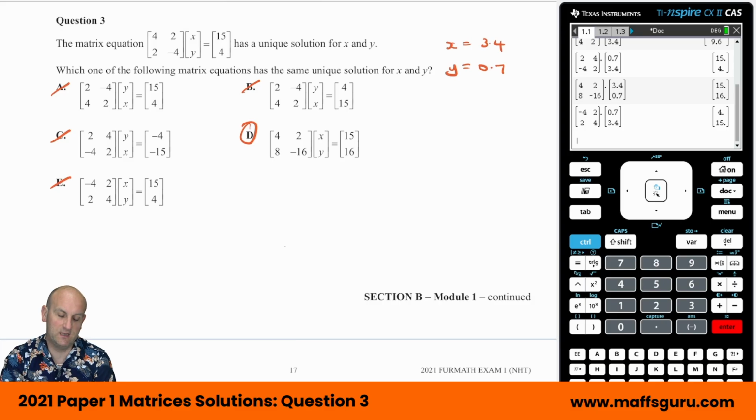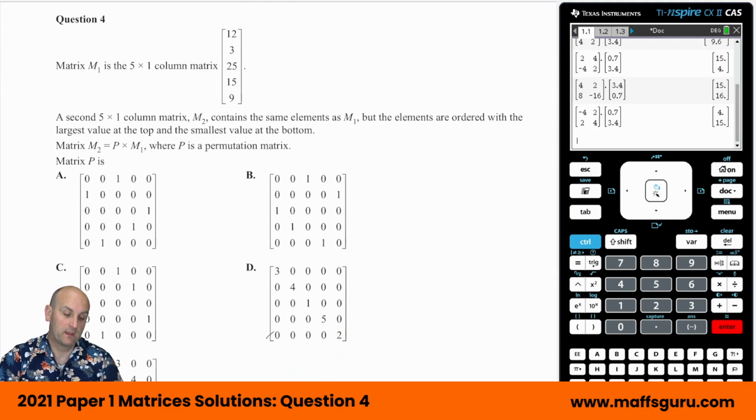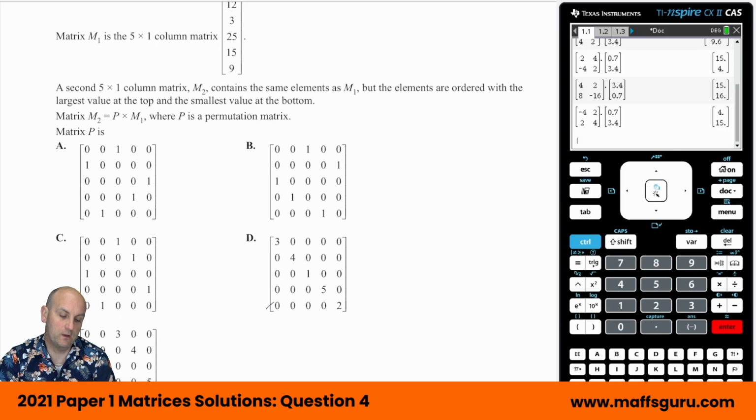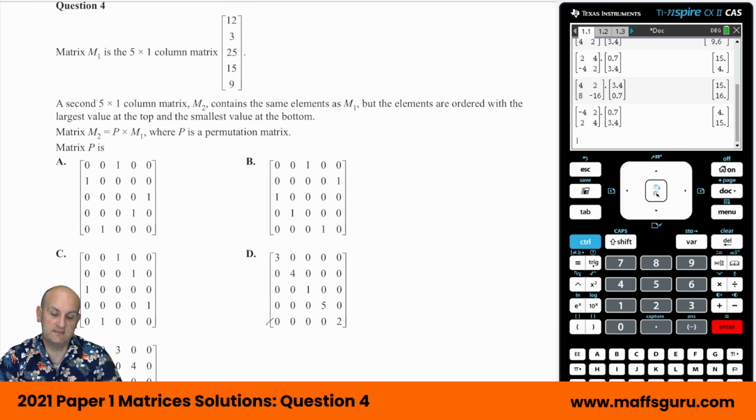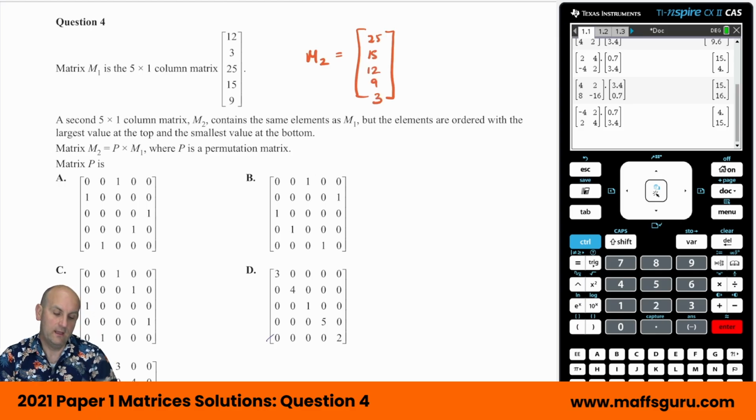I'm always happy to learn, because I looked at that question, I was like, poof, okay, but trial and error. Some of these questions do actually take longer. Matrix M1 is the 5 by 1 column matrix. A second 5 by 1 column matrix M2 contains the same elements as M1, but the elements are ordered. So we ended up with M2 is equal to, ordered with the largest value at the top, so that would become 25, 15, 12, 9, and 3.